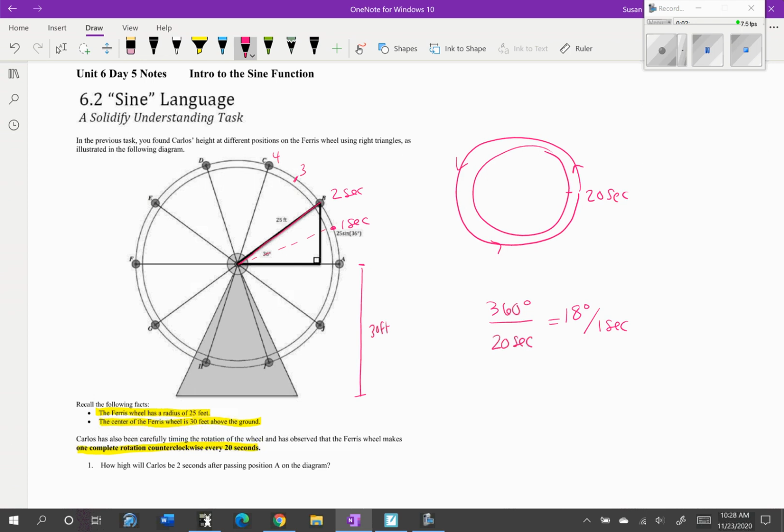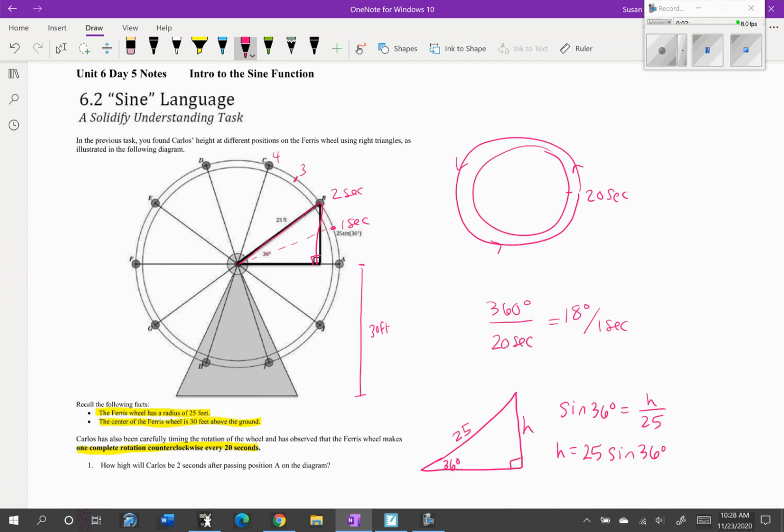So how high will Carlos be 2 seconds after passing position A in the diagram? We can use our triangles like we did before to help. We have our right triangle here, and we're going to use our right triangle trig. For our triangle, this angle is 36 degrees, and this is the radius, which is 25 feet. We want to figure out this height over here. That's opposite, and we have the hypotenuse, which we know is sine. So the sine of 36 degrees is equal to h over 25, so h is equal to 25 times the sine of 36 degrees.